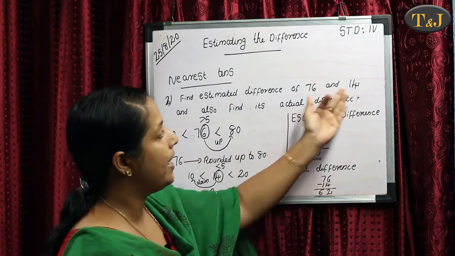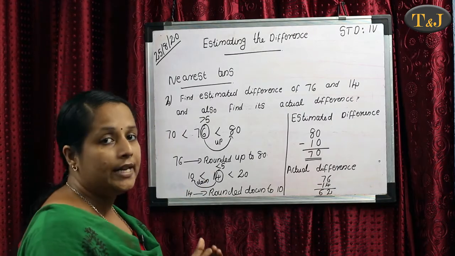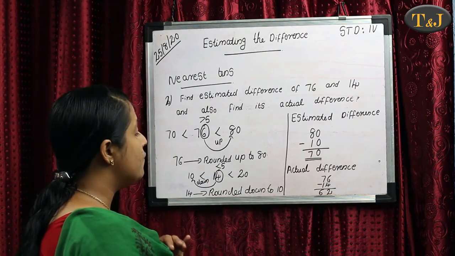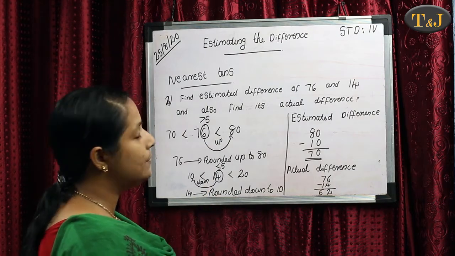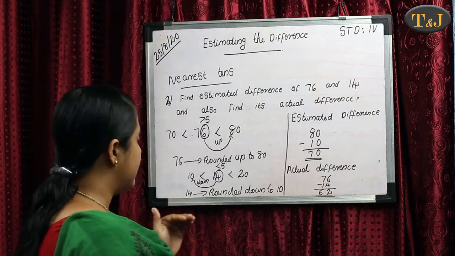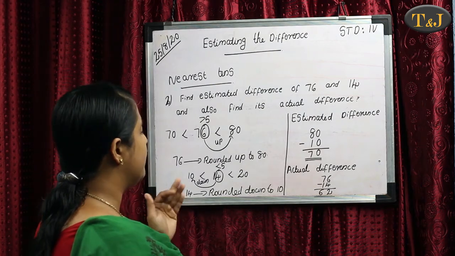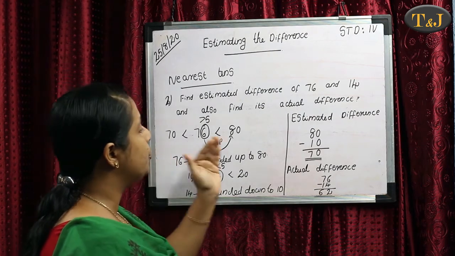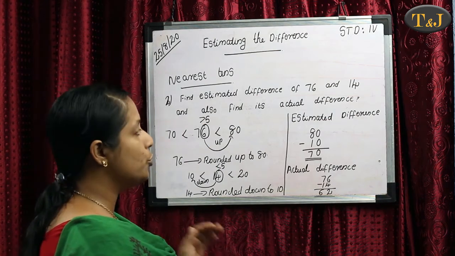Next we are taking the value 14. We know that 14 lies between the number 10 and 20. Next we are considering the ones place value. Here our ones place value is 4. So it is, yes, less than 5. So less than 5, it is rounded down to the number 10. Therefore we get 76 up to 80 and 14 down to 10.